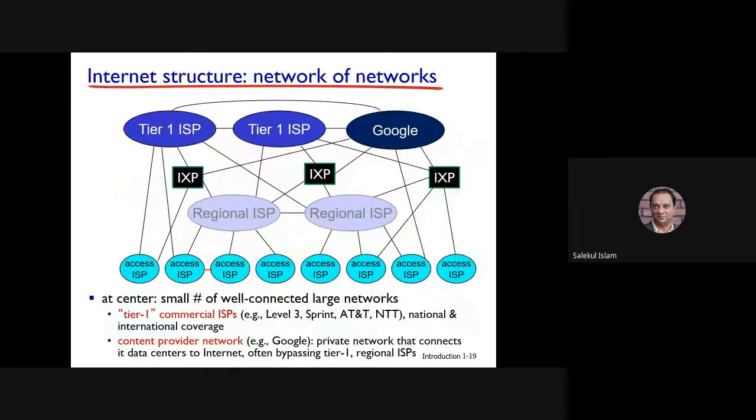But more or less this picture is like this. So on top we have tier 1 ISP. So tier 1 ISP means the core of the internet. Okay, so who are the examples? The examples are Level 3, Sprint, AT&T, NTT. So they are the core of the internet.